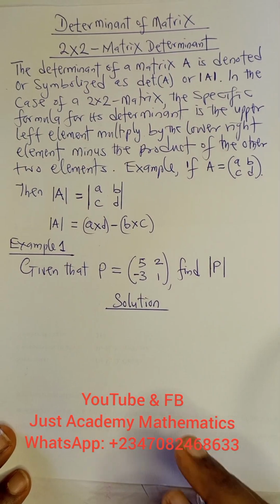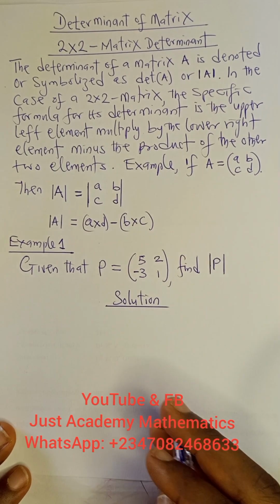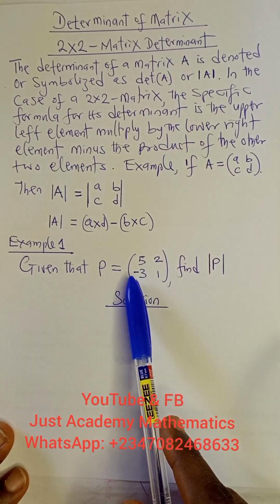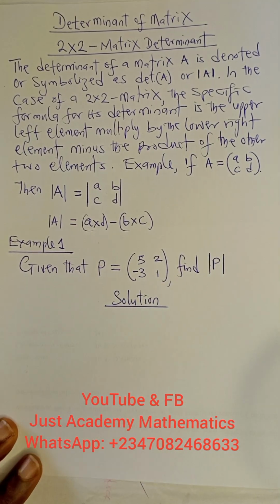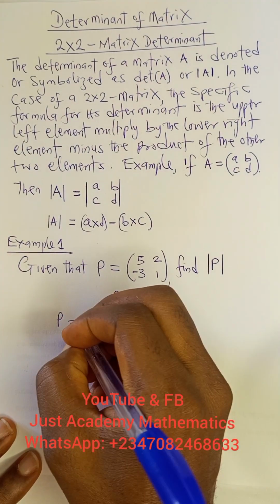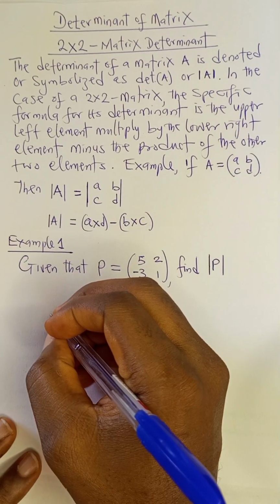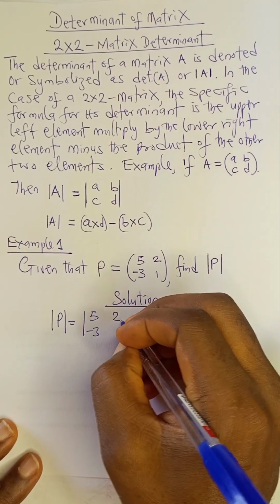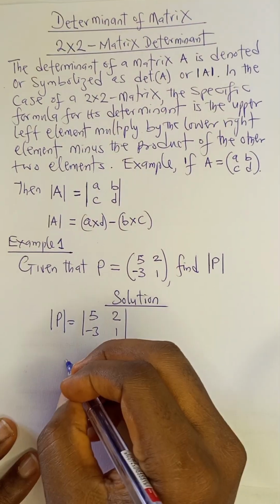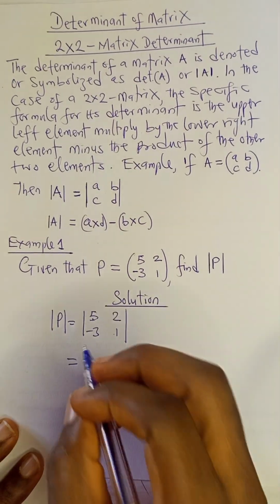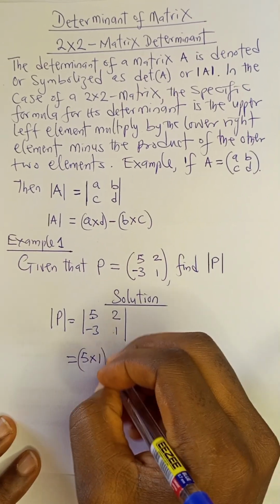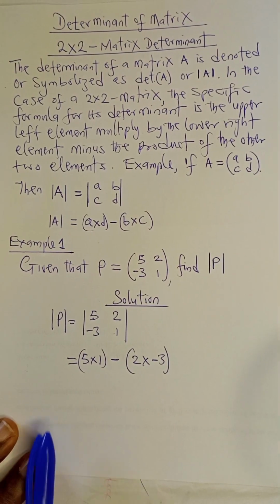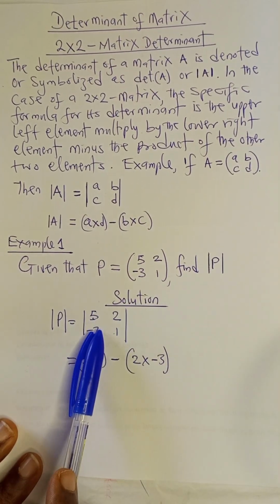So we have one example here. Let's see this example. Given that P is equal to the matrix 5, 2, minus 3, 1, find the determinant of P. So first of all, we know the value of P. So P determinant simply means 5, minus 3, 2, 1. So this implies that this times this, which is 5 times 1, then minus 2 times minus 3.